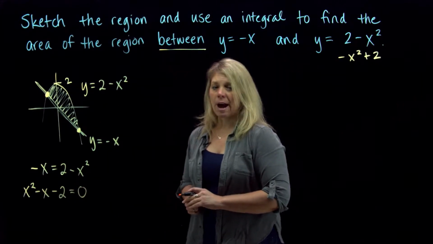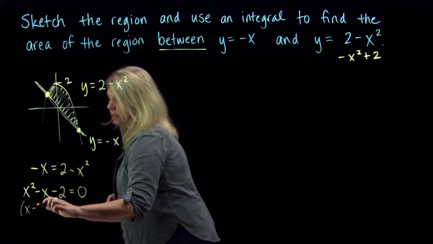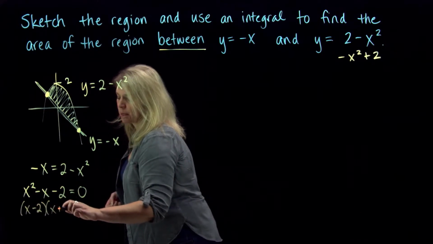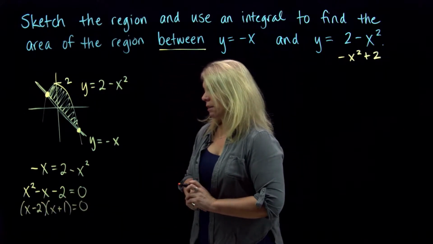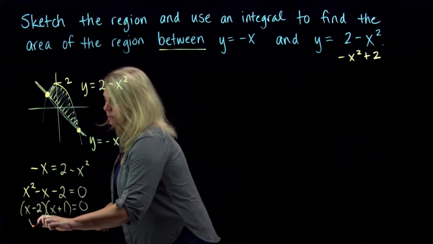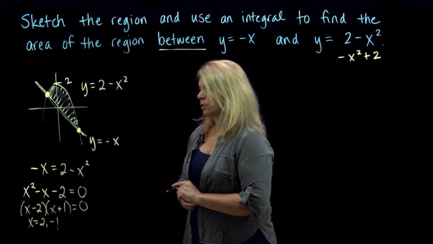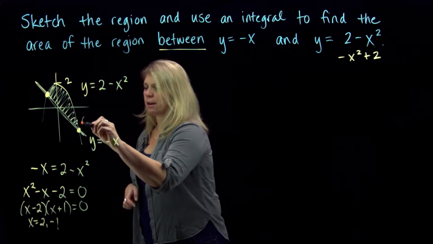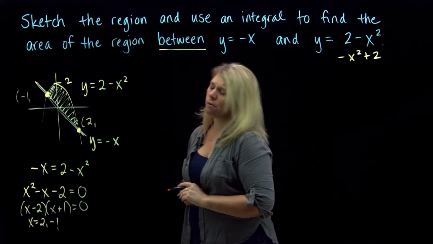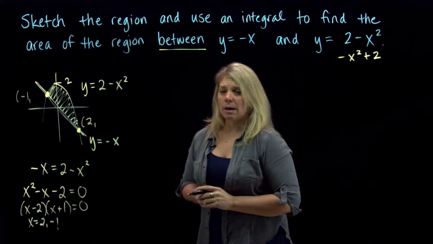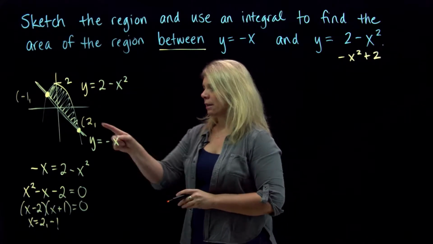This one happens to factor, but if it didn't factor, you could use the quadratic formula. This factors into x minus 2 times x plus 1. And when I set each of those factors equal to 0, I get x equals 2 and x equals -1. All right, so those are the x coordinates of these 2 points. Just by thinking about the graph here, this one has to be at x equals 2, and this one has to be at x equals -1. I may or may not need the y coordinates of those points, depending on how I set up the problem, but they're not too hard to find.